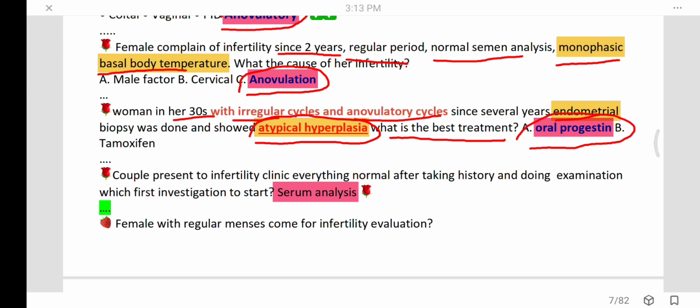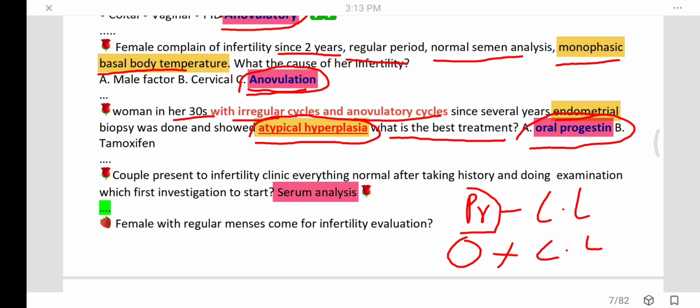So this is important to understand here. Progesterone is made by the corpus luteum, so if there are anovulatory cycles, there will be no ovulation, so there will be no formation of corpus luteum, so there will be no production of progesterone, which leads to endometrial thickening and ultimately the menstrual cycle. So in the absence of progesterone, you have to give oral progesterone externally in the case of anovulatory cycles.